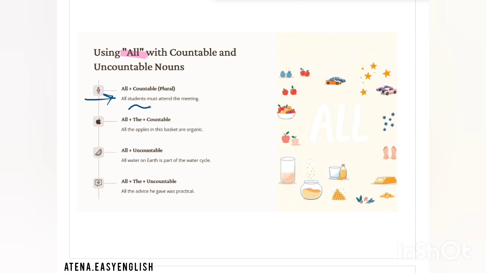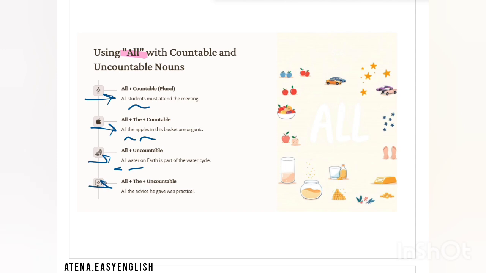Look at the next example: All the apples in this basket are organic. So you can use all, the, and then countable plural nouns. The next, all water on earth is part of the water cycle. So you can also use all with uncountable nouns. As you can see, water here is uncountable.